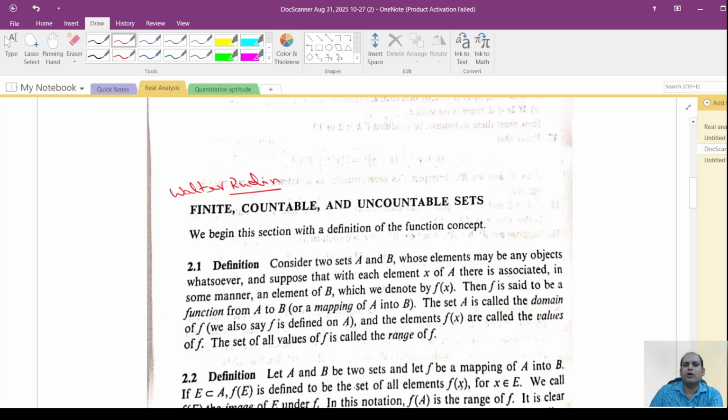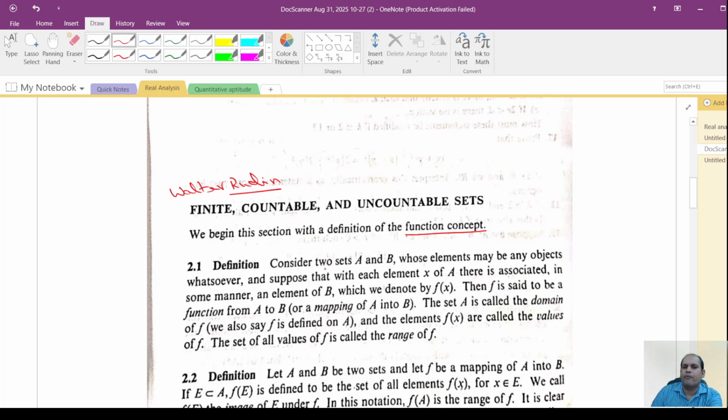Okay, so we will do this using the function concept: how to differentiate between finite and infinite sets, how to differentiate between countable and uncountable sets, what we mean by at most countable. So let us quickly recall the definition of function, which one can revise from any book of 11th, 12th class.